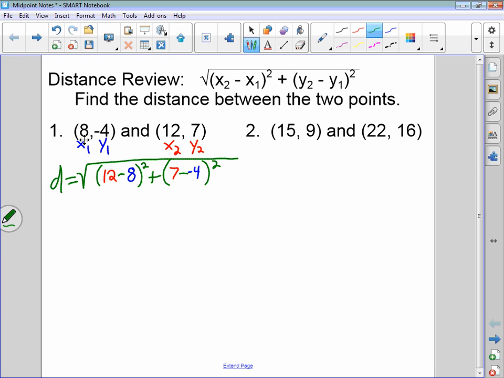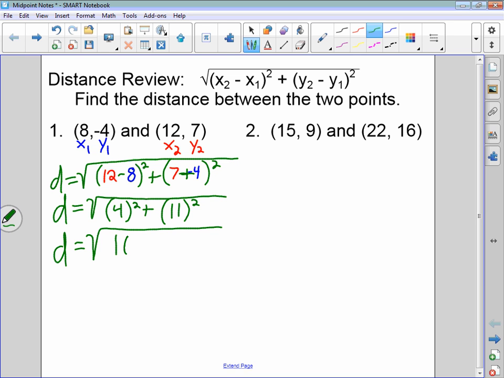So as we work through this, again, we have distance formula, the distance equals 12 minus 8, which is 4, squared, plus 7 minus -4. This -4 and the negative together become a positive, so we get 7 plus 4, so we get 11 squared. And 4 squared is 16. Plus 11 squared is 121.